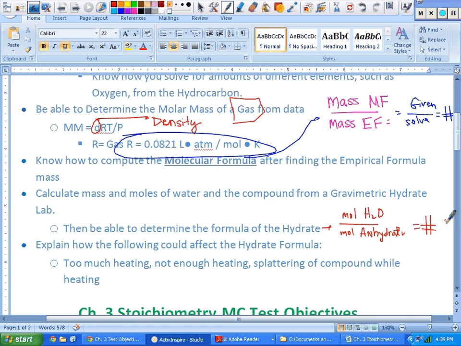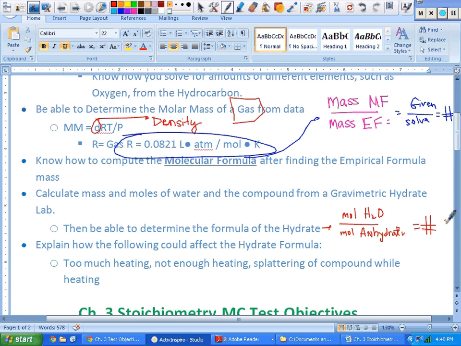What if you did not heat it enough? You still got water in it, so please listen. You still got some water. So if there's still water, is that going to increase your mass of water? Yes. Will that increase your mass of hydrate? Yes. Will that increase your moles of both? Yes. Will that increase your number of waters? Yes.